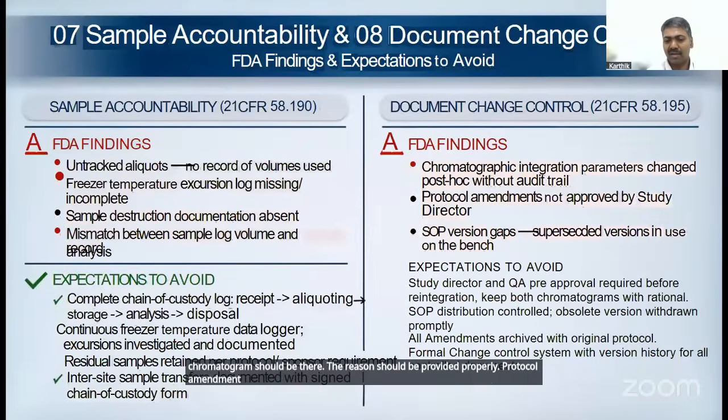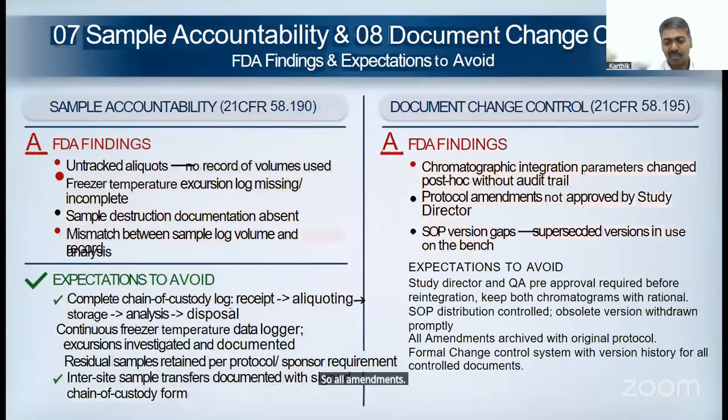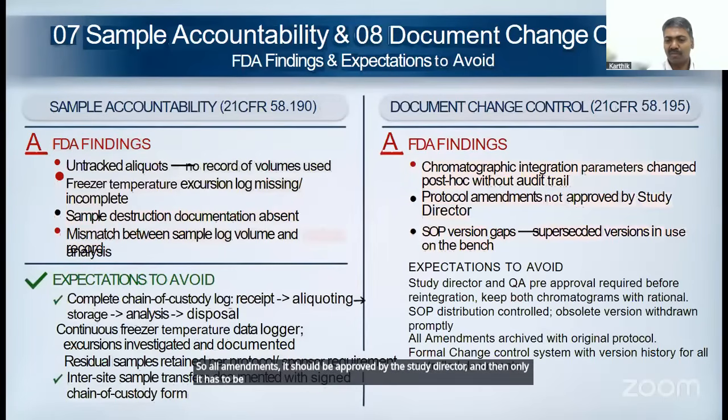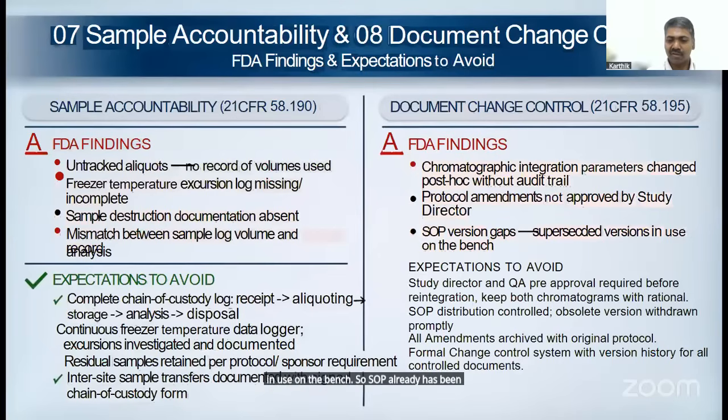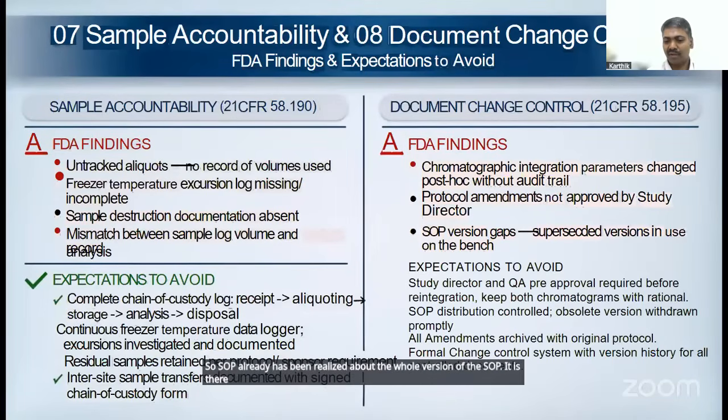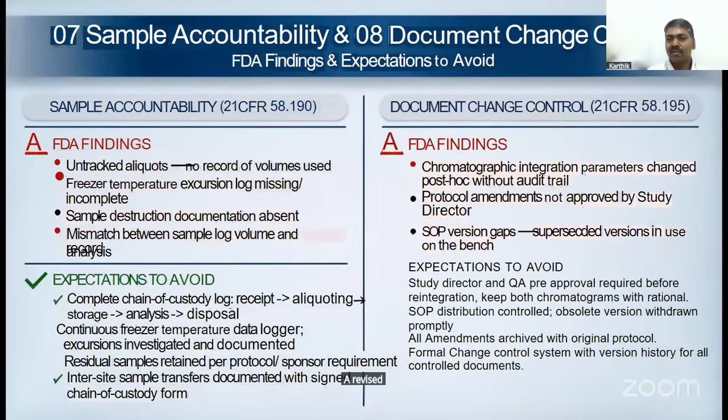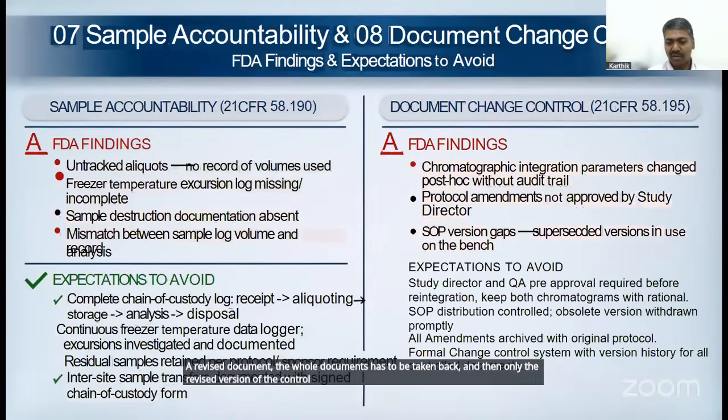Protocol amendments not approved by the study director. All amendments should be approved by the study director, and only then implemented. SOP version gaps, with a superseded version in use on the bench. The SOP has already been revised, but the old version is still there. For that, we should have a change control procedure, the revision history, and it should be a controlled document. Whenever issuing the revised document, the old documents have to be taken back, and only then should the revised version of the controlled document be given to the users. In that case, this will be avoided.